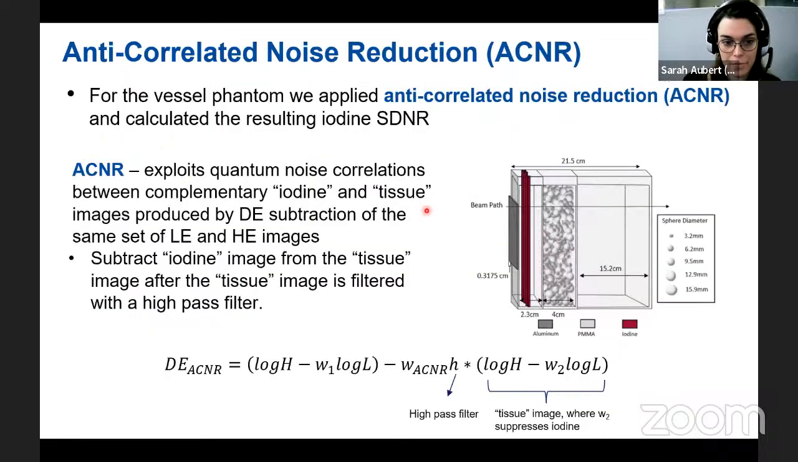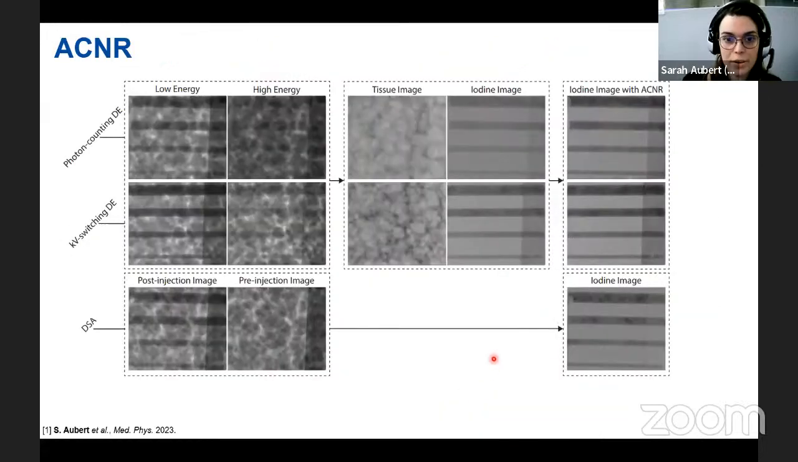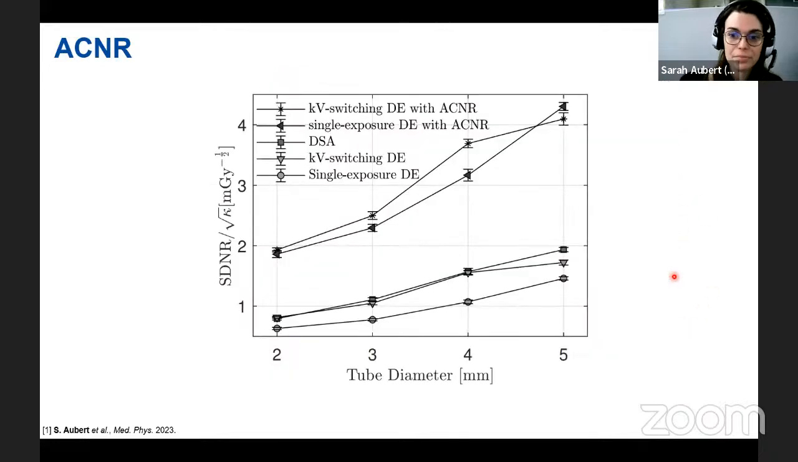Then if we go back and we apply our dual energy with ACNR equation shown here, we can produce this iodine image with our ACNR correction. We can see that this improves the visualization of our vessel structures for both our single exposure approach as well as our KV switching approach. And when compared to our gold standard DSA, we can see that the images visually have similar quality.